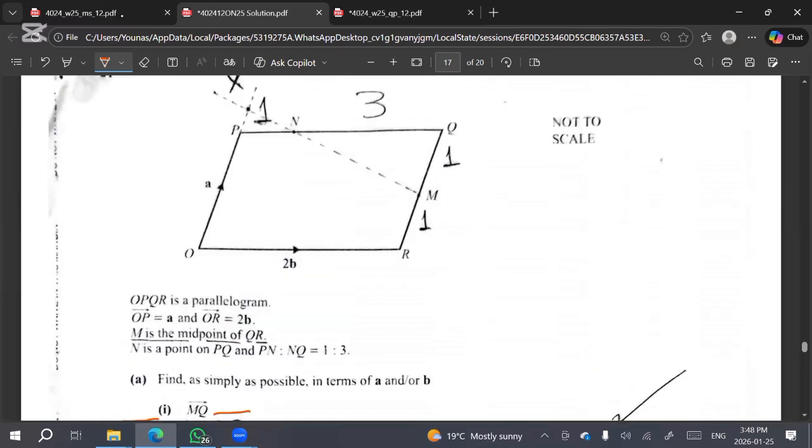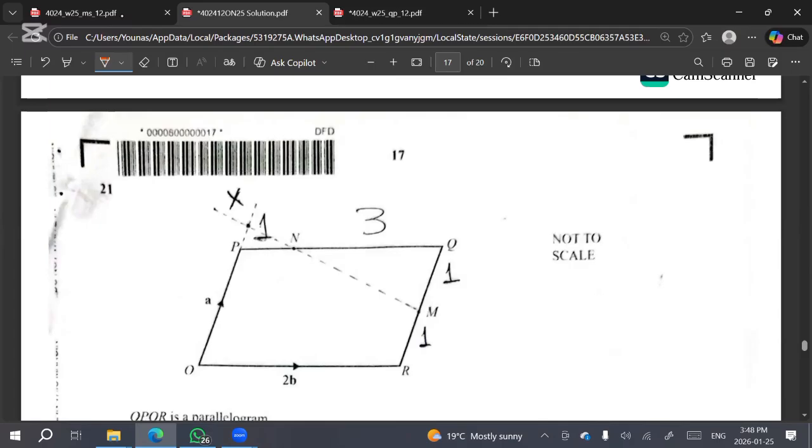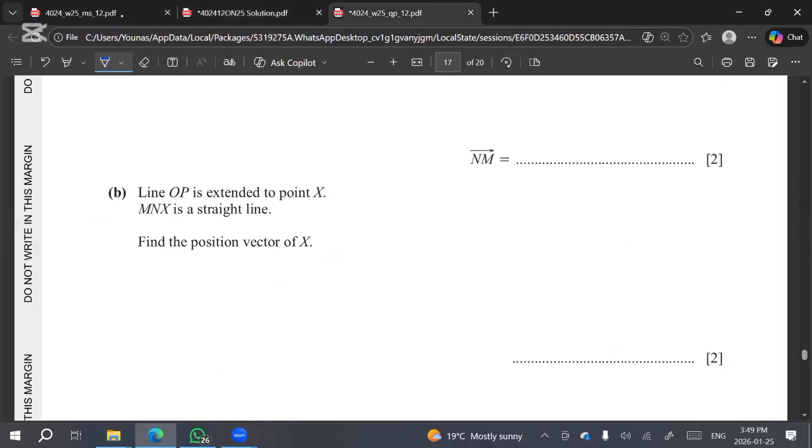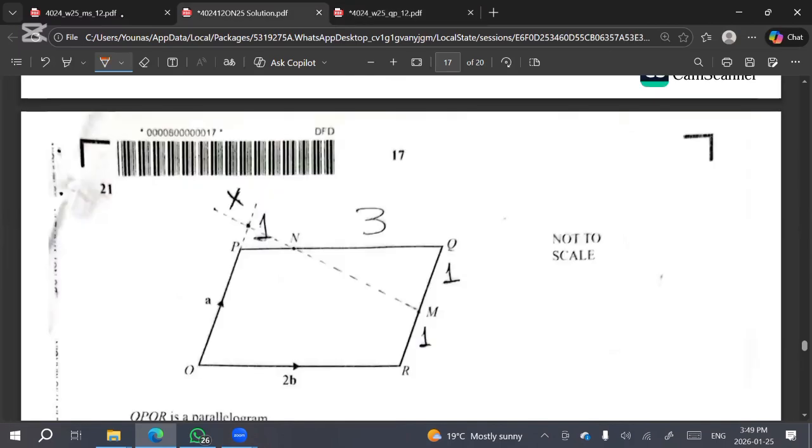So you see, let me show you. What they are asking us, with the dotted lines I have represented it. He said extend the OP, okay? I extended it with the dotted line until it intersects the line MN. I extended the MN also, and where these two dotted lines intersected, that is the point X. This is what they are saying. He says the MNX is a straight line, find the position vector of the X. If you want to find the position vector of the X, basically the question is find the value of the OX, okay? Because this OX and the RQ are parallel to each other.